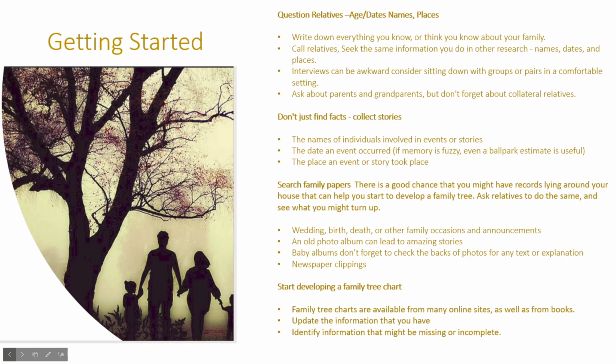Maybe it's too late. There's not many people around. You have to go through the family papers. There are records lying around the house. Sometimes it was tradition to keep births and death records in a family Bible. You're going to kind of ask other relatives that you have to kind of do the same. Sometimes you can find wedding, birth, death, and other family announcements, maybe an old photo album, baby albums, newspaper clippings, anything that can kind of help give you a lead.